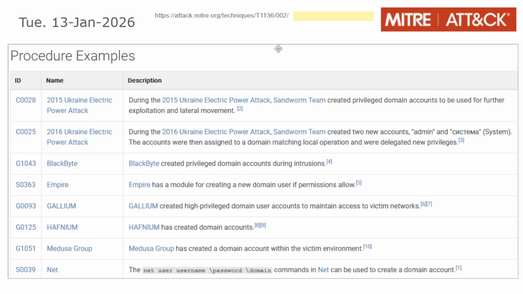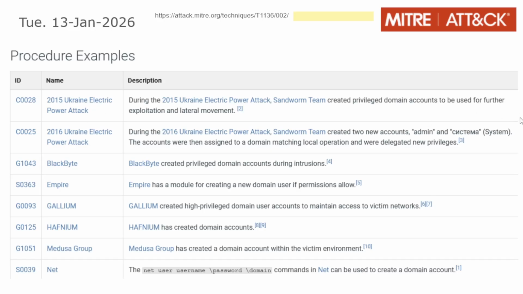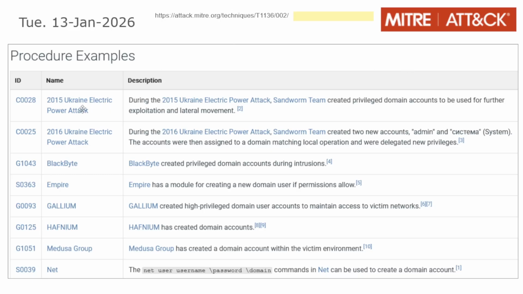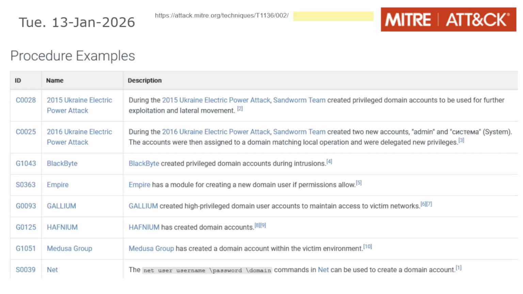Exactly. So we have some procedures here again. The Ukraine electric power attack. So they created domain accounts. As it happens, I didn't know that in 2015 you had the Ukraine attack on electric power, in 2016 too. So that country has been targeted in the last decade, it looks like, quite a lot by all kinds of stuff.